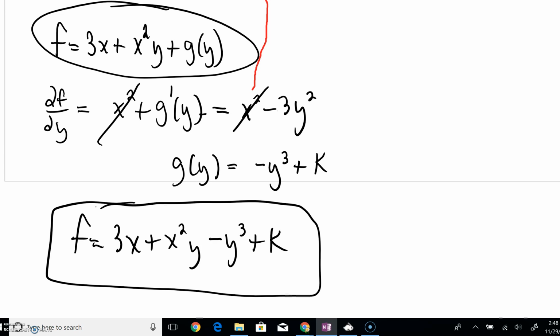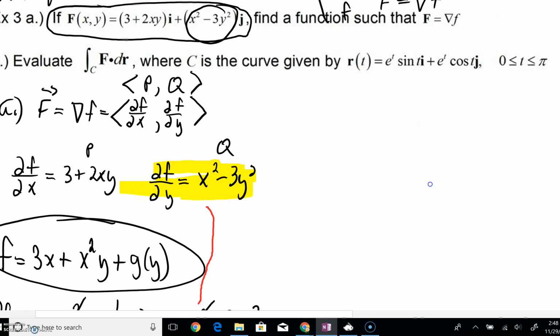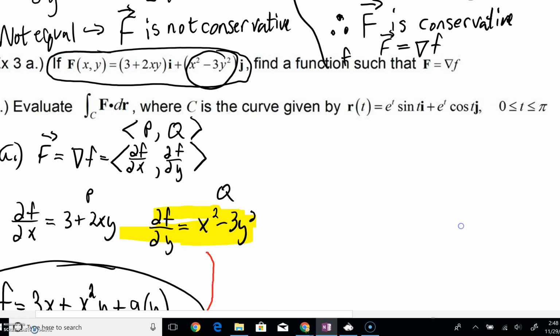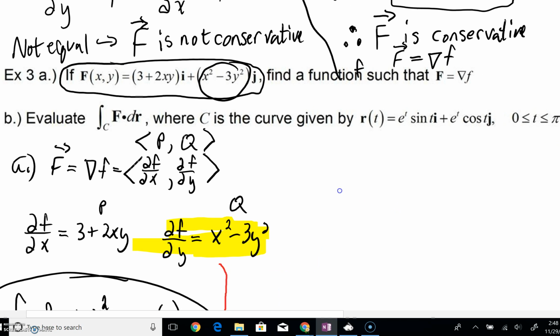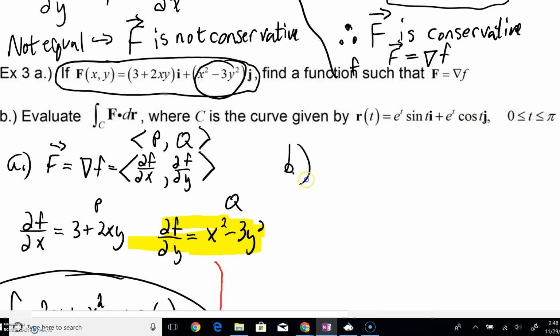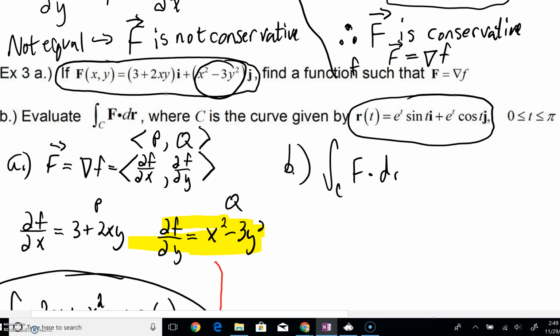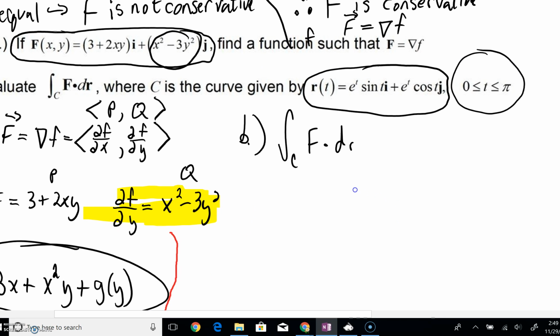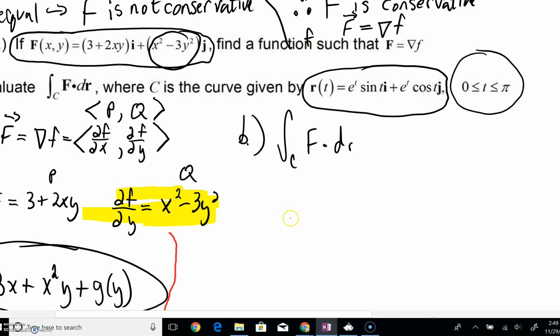Well, we know that our vector field is conservative, and now we can investigate part B. Part B says, hey, could you find this line integral where r is defined parametrically on this curve, and it has these boundaries. And what's going to be so neat is we could say, ultimately, this is a line integral of a gradient of f. That's what capital F really is.